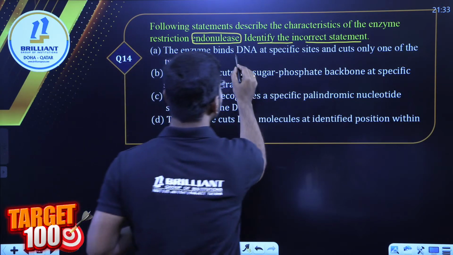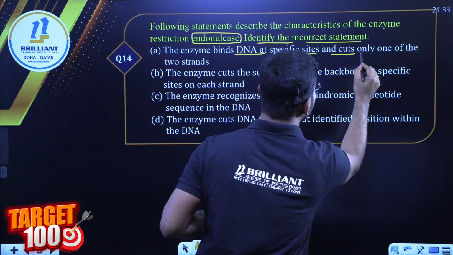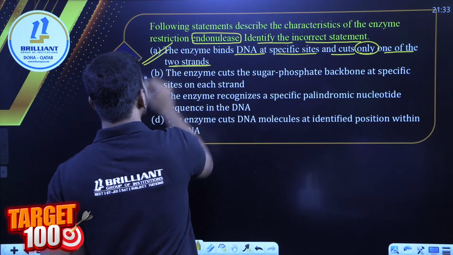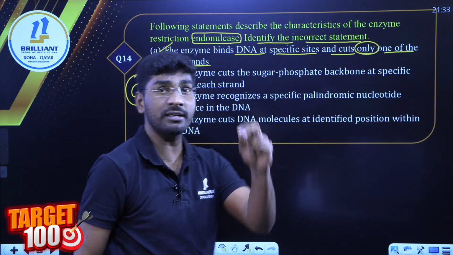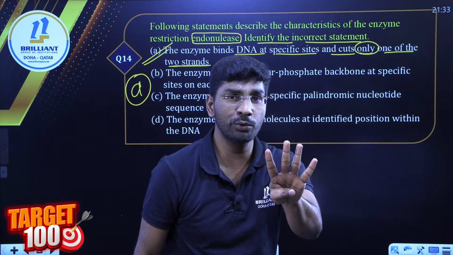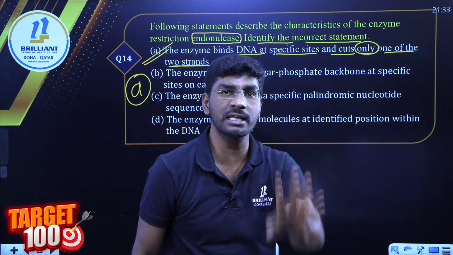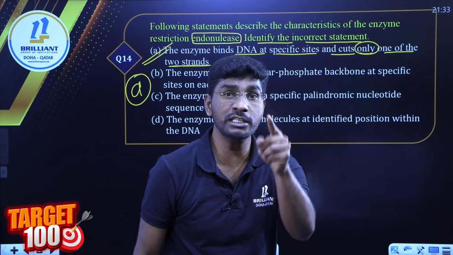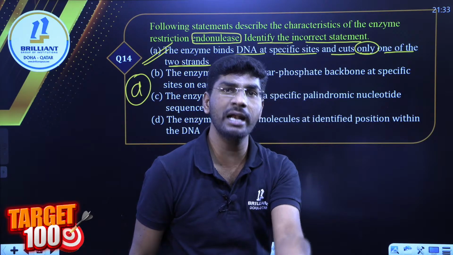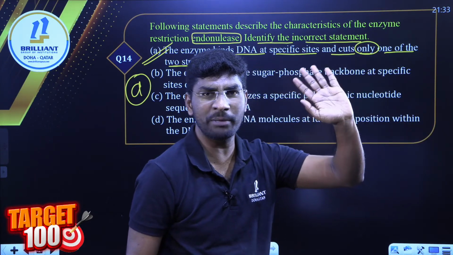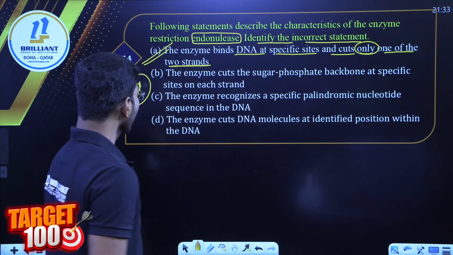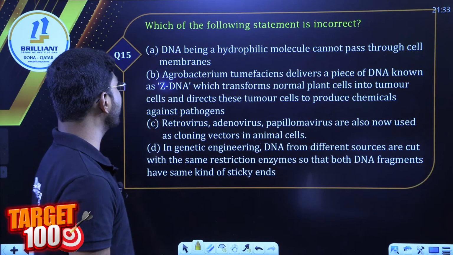The enzyme binds to DNA specific site and cuts only one of the two DNA strands. I clearly mentioned 4 important steps of restriction endonuclease. It will not act on single-stranded DNA and single-stranded RNA, and it cuts both DNA strands. It could form a blunt end or sticky end, different type of end based on the type of restriction endonuclease enzyme.